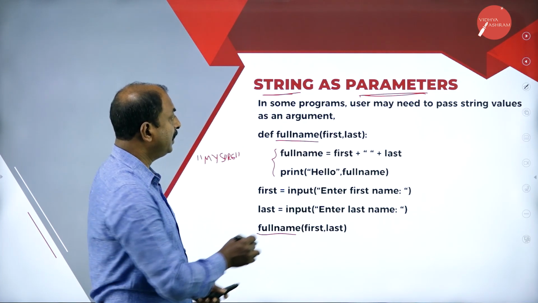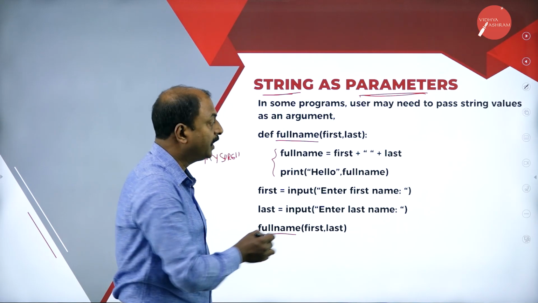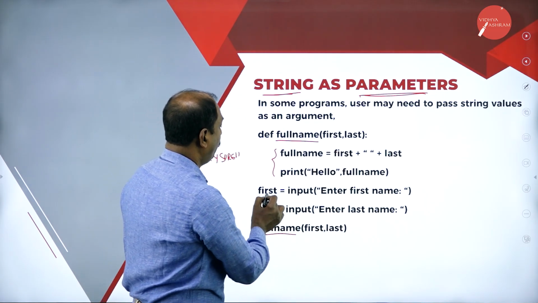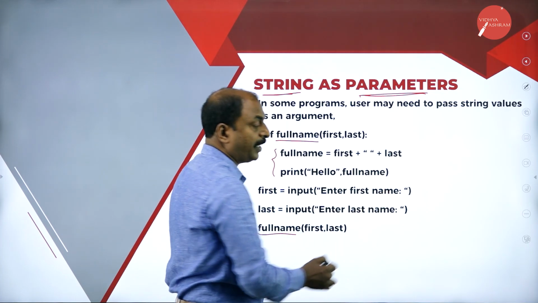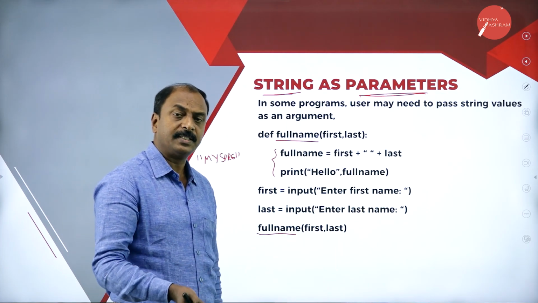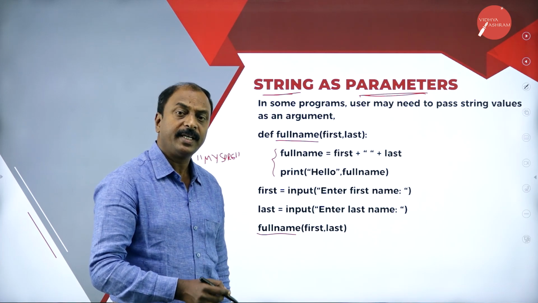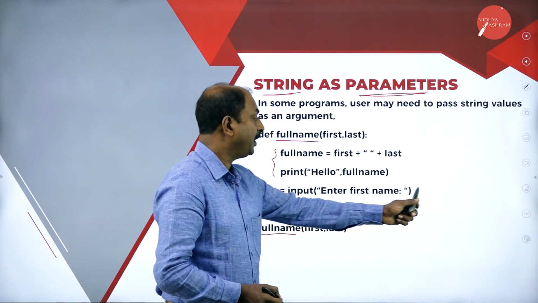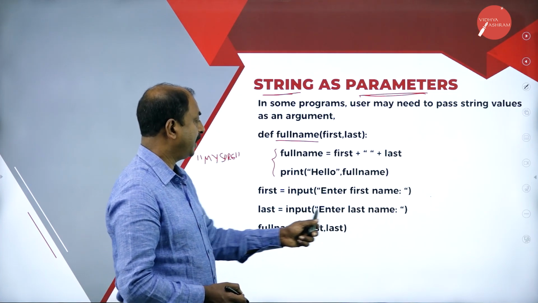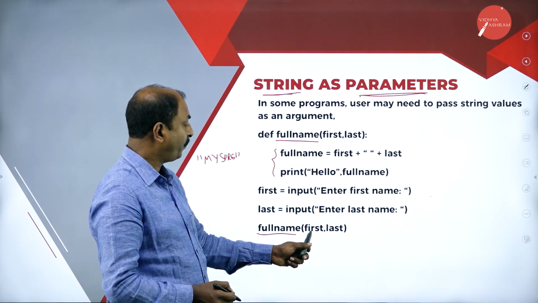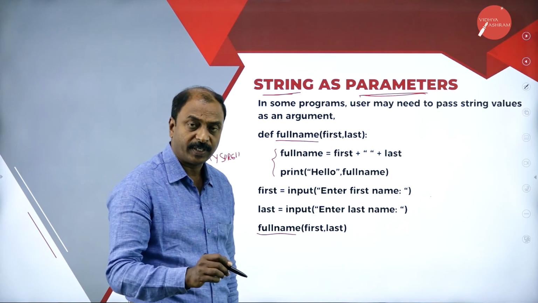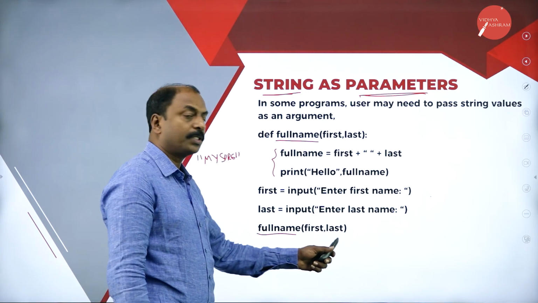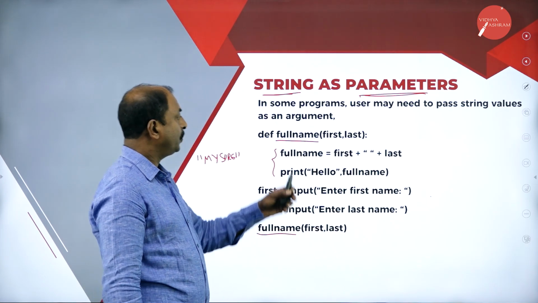In this example, first and last are parameters, and these parameters are nothing but strings. If you observe this, first equals input a name. Your name consists of characters, it is a group of characters, so it is a string data type or string value. Here we are inputting one string, and here another string, and here we are using first comma last. We are calling, or invoking, the function at this stage. So this is the program.